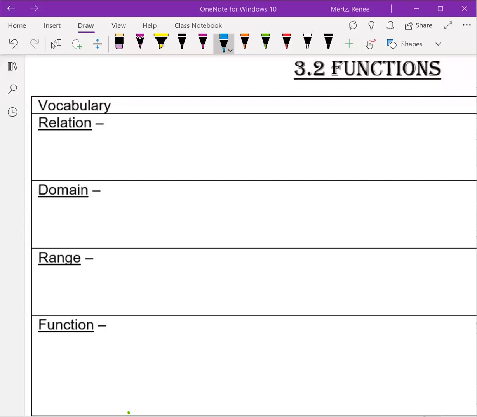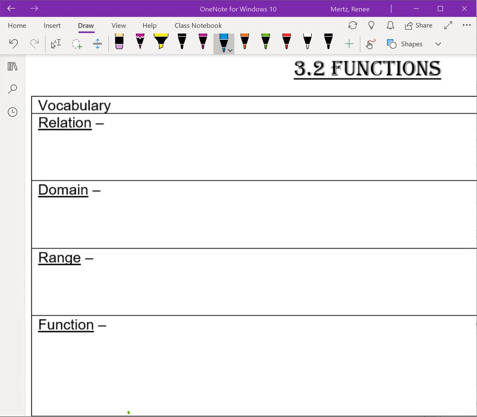Hi guys, today we're going to be talking about functions. We spent a lot of time in algebra in ninth grade talking about functions, so we're just going to revisit it as part of this chapter 3 unit. We're going to refresh our memories on domain and range and what it means to be a function. So we're going to start with vocab.